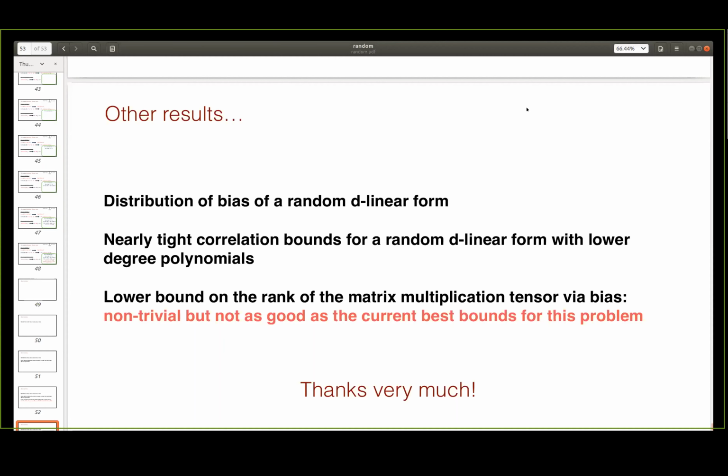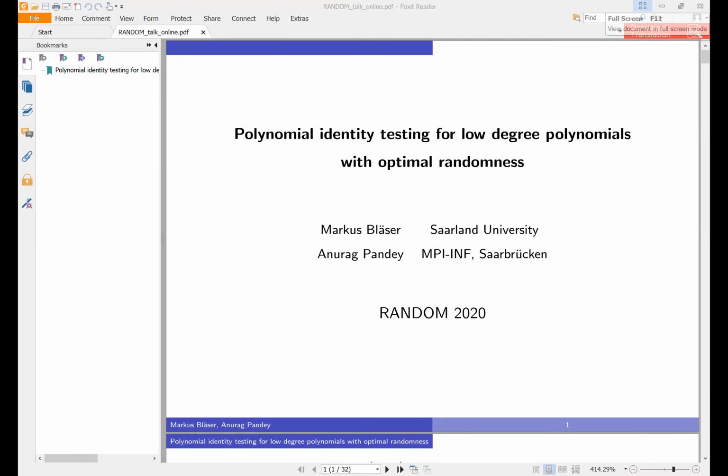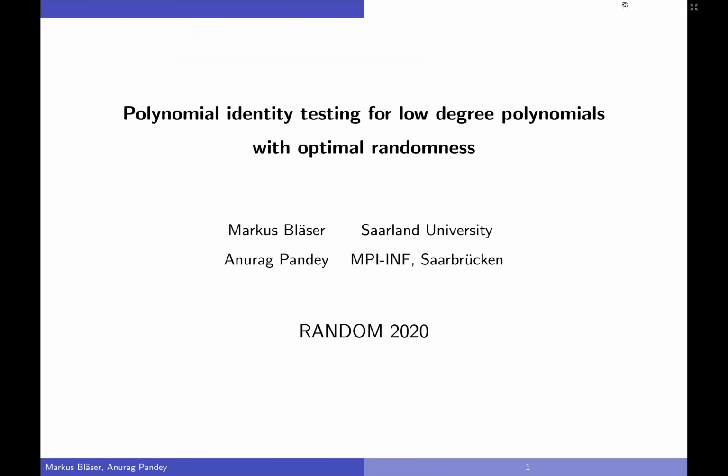Okay, so in the interest of time, it's best to move on to the next talk, but thanks again, Mrinal. Yeah, so for the next talk, Anurag, are you giving the talk? Yes. Okay, so our next speaker is Anurag Pandey, who's going to talk about polynomial identity testing for low-degree polynomials with optimal randomness. So yeah, go ahead.